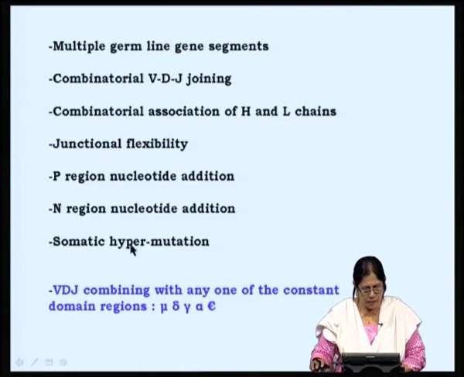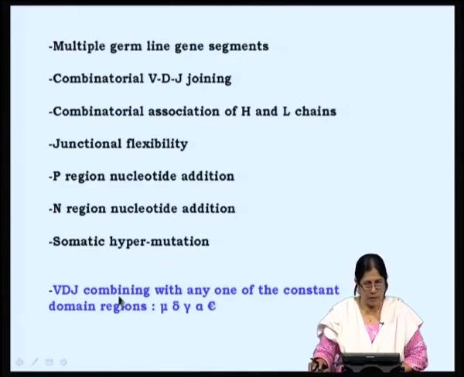Now, there are 7 plus 1 different mechanisms that provide this process for generating tremendous diversity. First one is multiple germline gene segments, second combinatorial VDJ joining in heavy chain and V and J joining in light chain, combinatorial association of recombined heavy and light chain, junctional flexibility, P region nucleotide addition, N region nucleotide addition, somatic hypermutation.